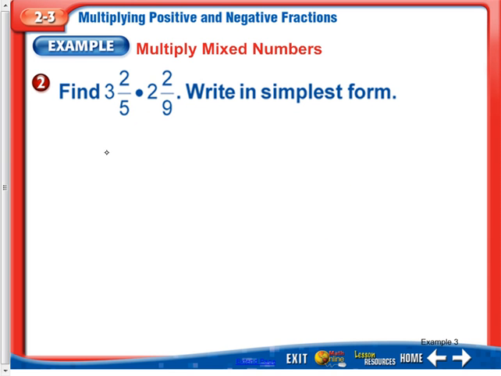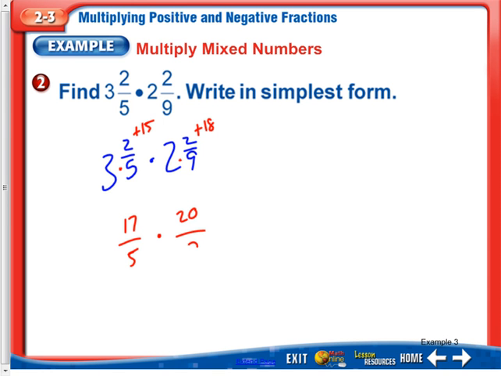Okay, so let's go ahead and copy this down. 3 2/5 times 2 2/9. So I need to get these as improper fractions. So 3 times 5 is 15, so we'll add the 15. I'll get 17/5 times, all right, 2 times 9 is 18. Add the 18 to the numerator, so we'll get 20/9.